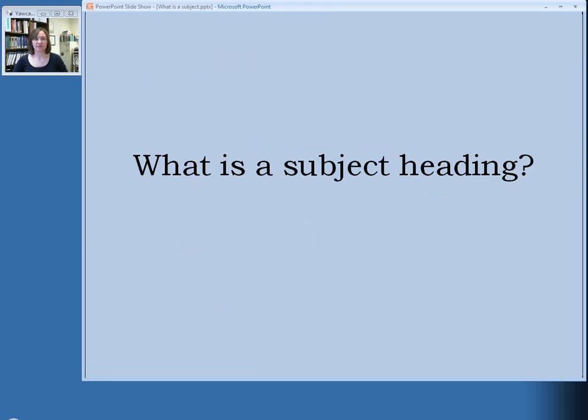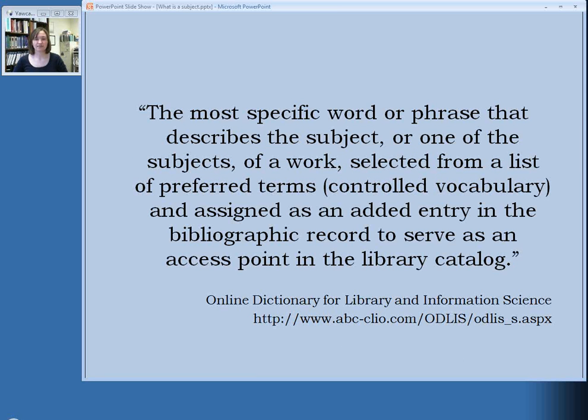So how is that different from a subject heading? Well, let's start with a couple of formalized definitions of the term subject heading. This one comes from the Online Dictionary for Library and Information Science. And according to them, a subject heading is the most specific word or phrase that describes the subject or one of the subjects of a work, selected from a list of preferred terms, otherwise known as a controlled vocabulary, and assigned as an added entry in the bibliographic record to serve as an access point in the library catalog. So basically, a subject heading is a specific term, and it comes from a controlled vocabulary, and it's used in a cataloging record.